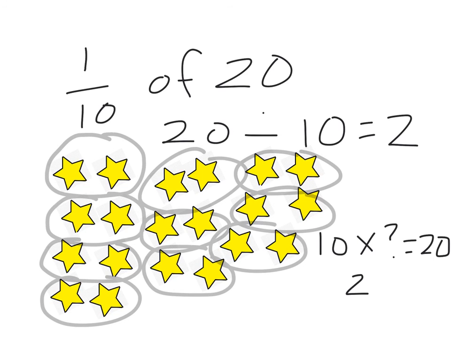So 1/10 of 20 equals 2, and you've used your multiplication and division facts to help you to work out a fraction of a number.